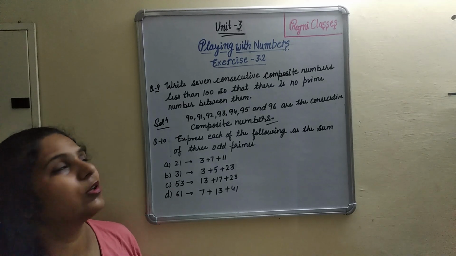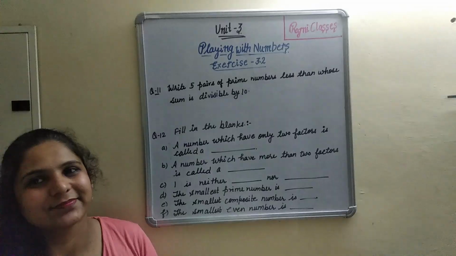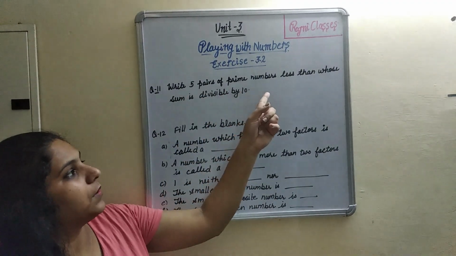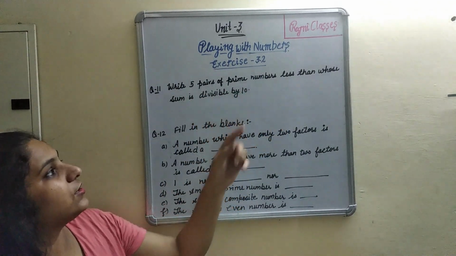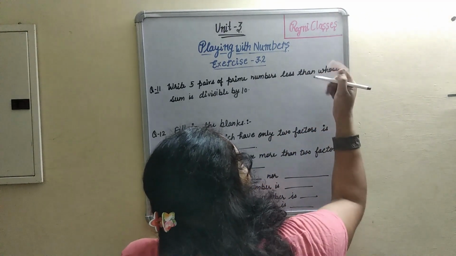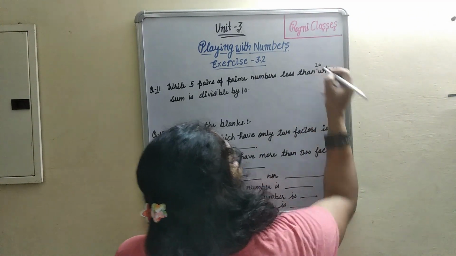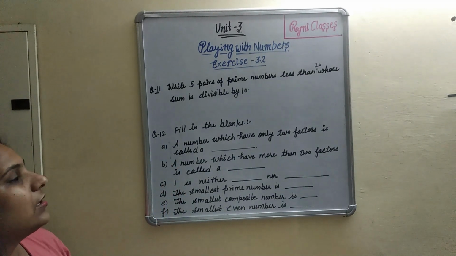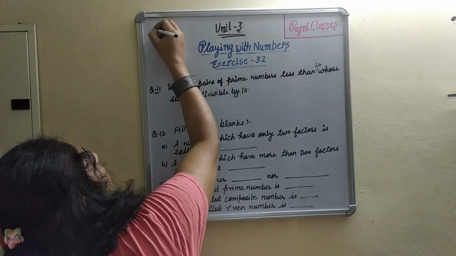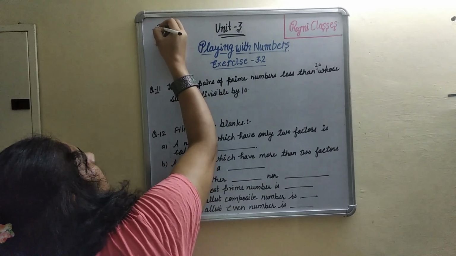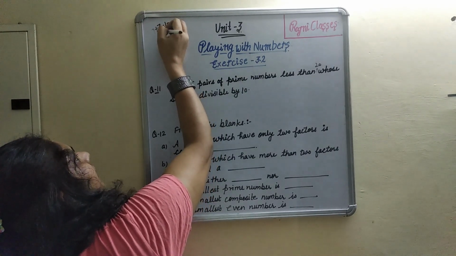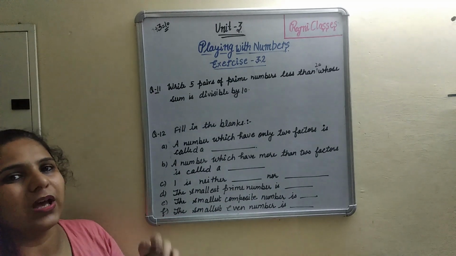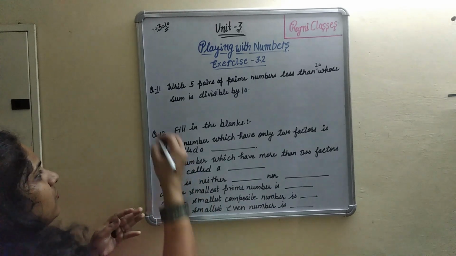And now we will come to question number 11. Write 5 pairs of prime numbers less than 20 whose sum is divisible by 10. Okay, let's take an example. It is given in your question also: 7 plus 3 is equal to 10. Let's take this example. Okay, it means you need such pairs of two prime numbers whose sum is divisible by 5.